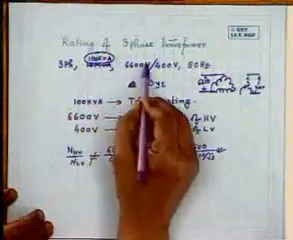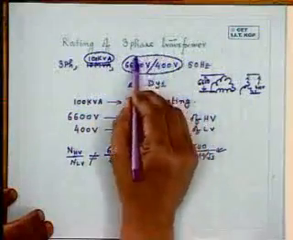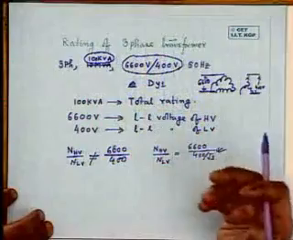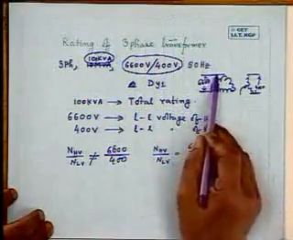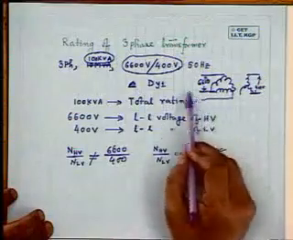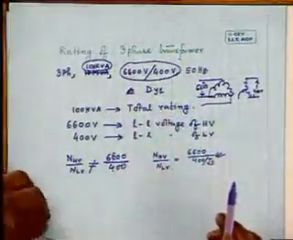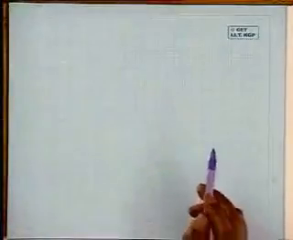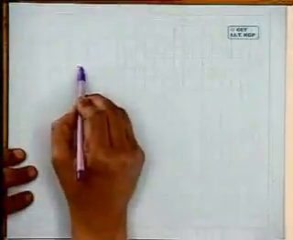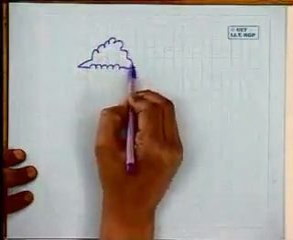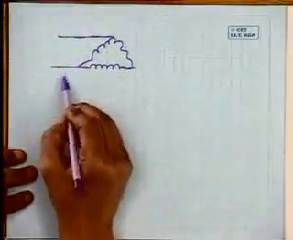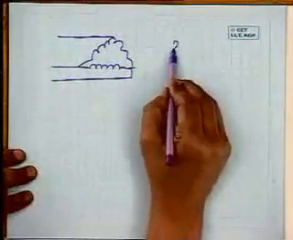Now from these ratings what we can find out easily? Like single phase transformer, we can find out the rated current of the winding. Suppose this transformer is operating at rated condition, say 100 kVA. How much do you think will be the rated line current? That how to calculate? We will calculate in this way.